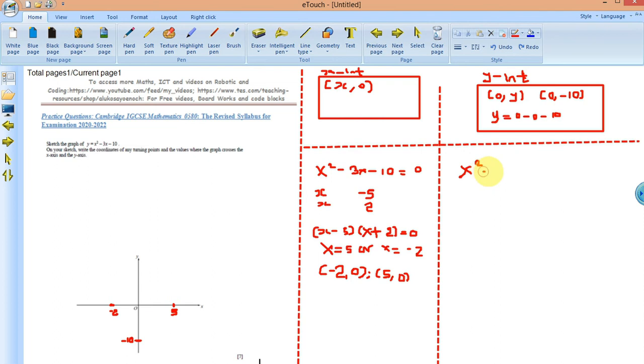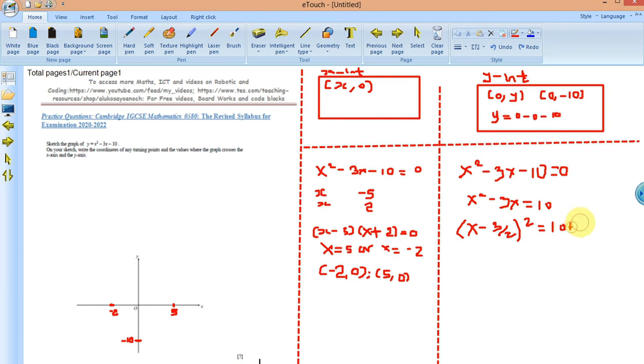So x squared minus 3x minus 10 equals 0. Then separate the variable and the constant. So I have x squared minus 3x equals 10. Then we halve the coefficient of x, so that is x minus 3 over 2. Half of 3 is 3 over 2. Then square it: equals 10 plus (3 over 2) all squared.